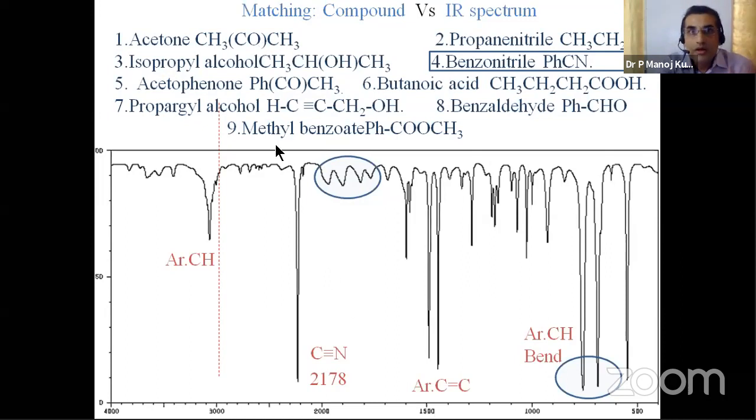C double bond will show a peak at 1715. You are not getting it. See 1500, 1600. See this peak? It is coming at 1600. Above 1600, no peaks. It is a very neat spectrum. C double bond should show a peak here. Since you are not getting it, you can confidently say it is not acetone.